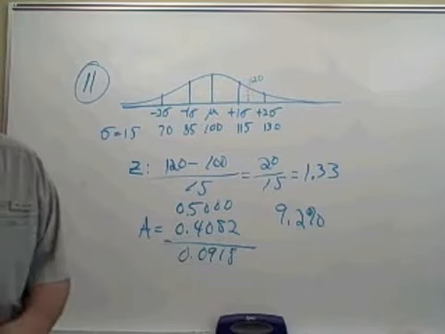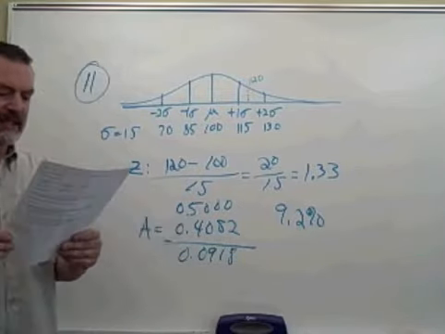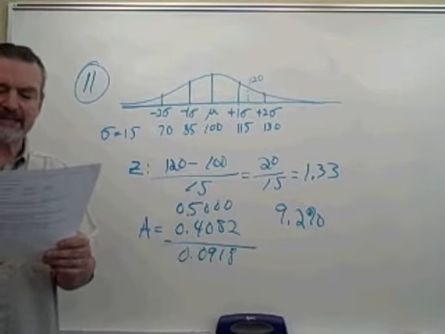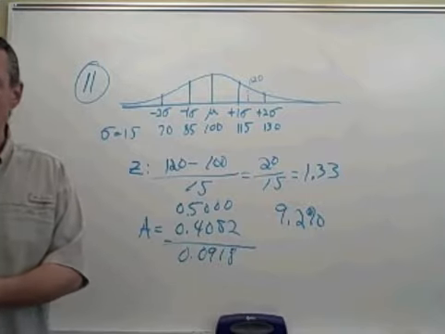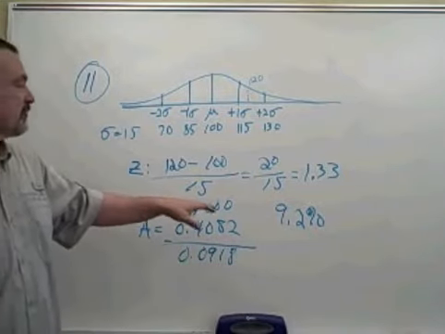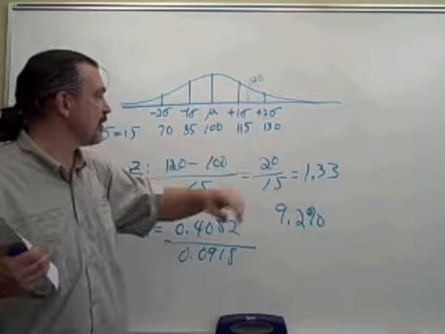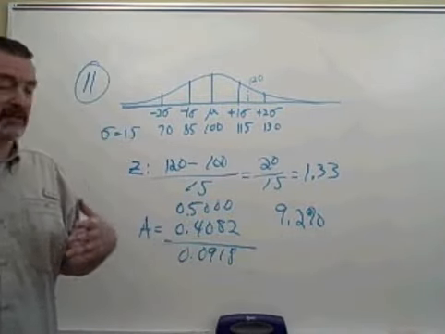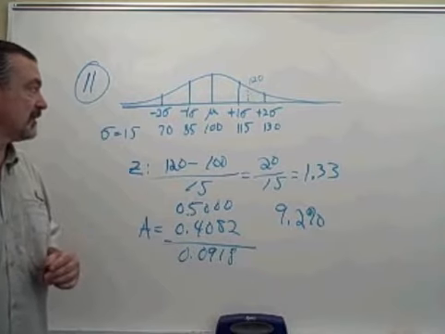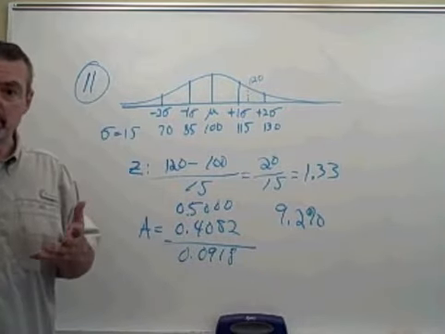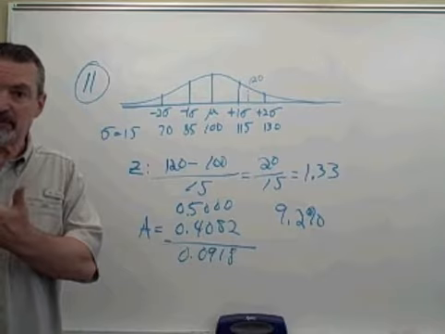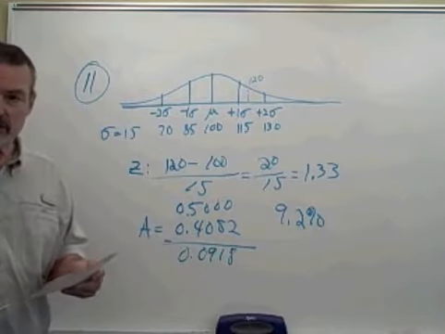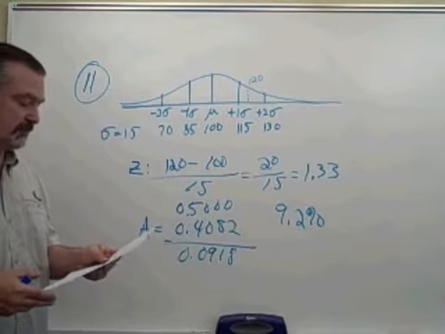Now, look at what Part D said. In a state with 400,000 high school seniors, estimate how many meet the IQ requirements. Well, again, if the requirement is to have an IQ greater than 120, and 9.2% of the population has an IQ greater than 120, then it would be a logical conclusion that 9.2% of those 400,000 graduating seniors would have an IQ of greater than 120.